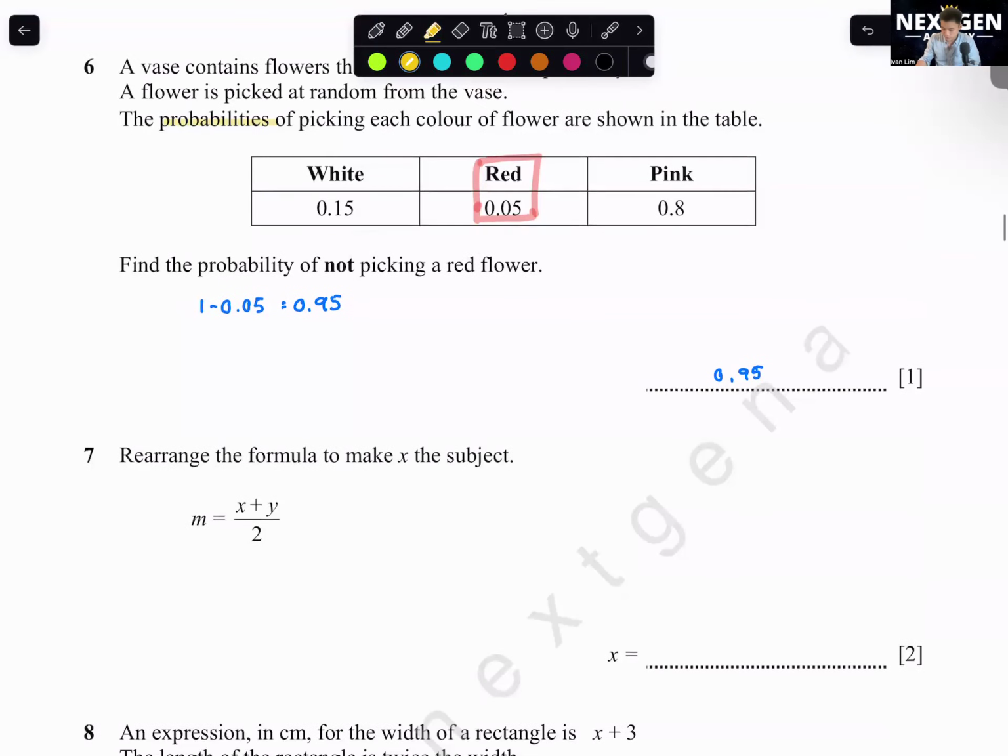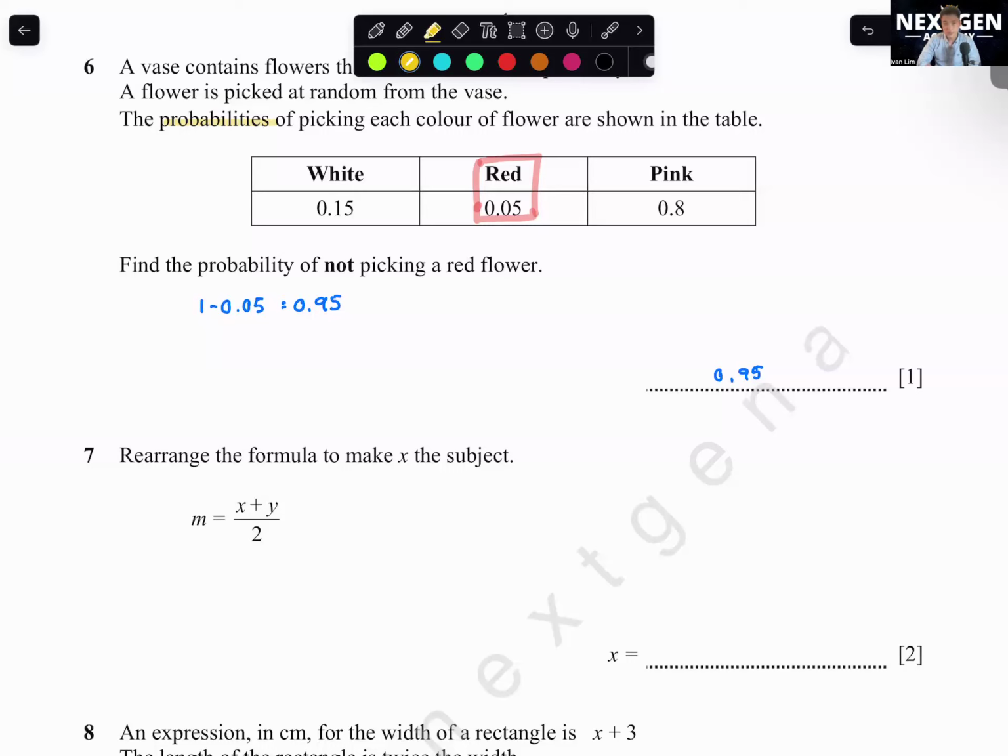Okay, number 7, rearrange the formula to make X the subject. Okay, haven't learned yet. Don't worry. Y'all just copy down first. Later y'all go back to here. So some of the topics, some of you have not learned yet, so I just want y'all to try first. Okay, how to get X as the subject? What would be the equation?